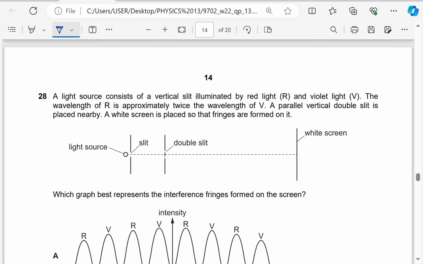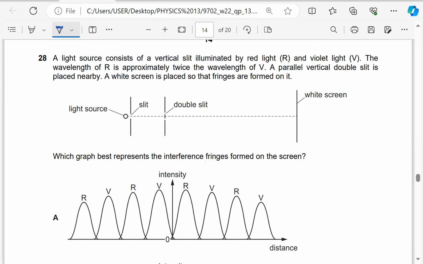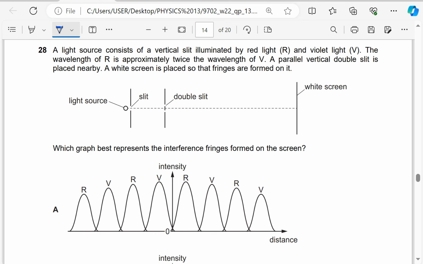A light source consists of a vertical slit illuminated by red light R and violet light V. The wavelength of R is approximately twice the wavelength of V. A parallel vertical double slit is placed nearby. The white screen is placed so that fringes are formed on it. Which graph best represents the interference fringes formed on the screen?